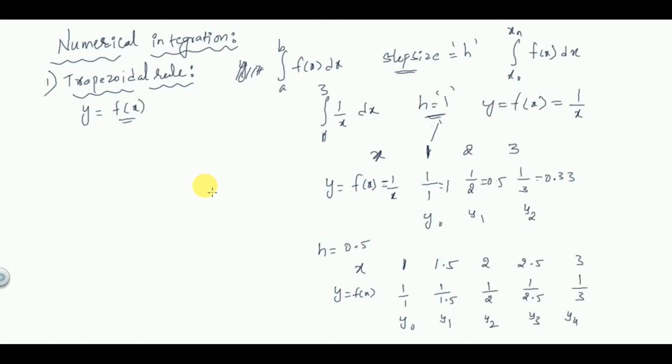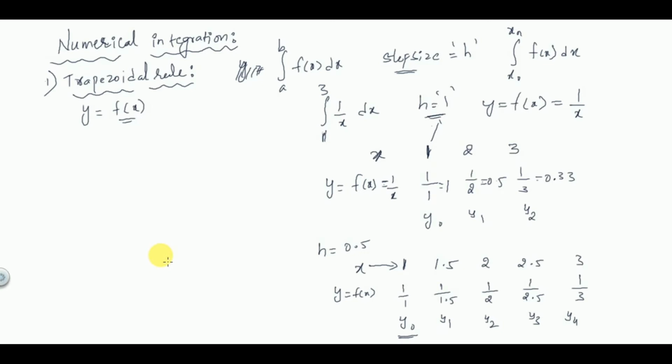Next 2.25, 2.5, 2.75 and 3. So in total you will get 9 values. If the step size is 0.25, then according to the given step size you take the values of x, and based on the values of x you will get the values for y, that is y0 to y9 or y4 or y2, like this. So it all depends on the step size.